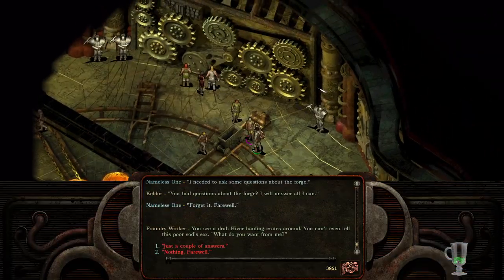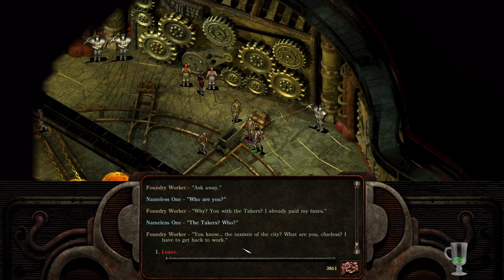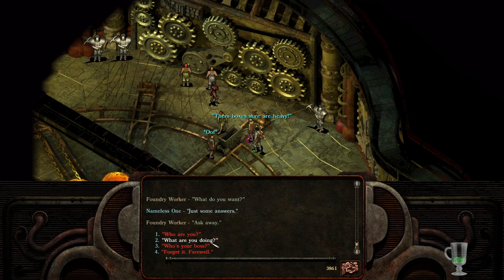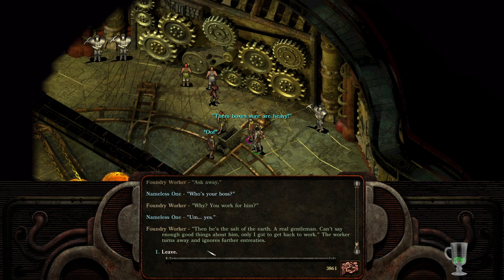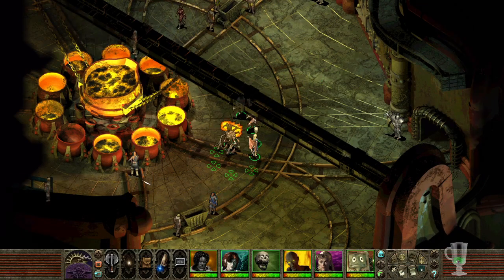Foundry worker, what up? You drive. What do you want from me? Who are you? Why, are you with takers? I already paid my taxes. Takers who? You know, the taxman of the city? What are you, clueless? I have to get back to work. Who's your boss? Oh, you work for him? Yeah. Then he's the salt of the earth, a real gentleman. Can't say enough good things about him. Only, I got to get back to work. Contraries? I don't know.